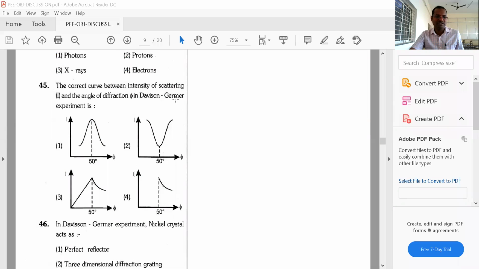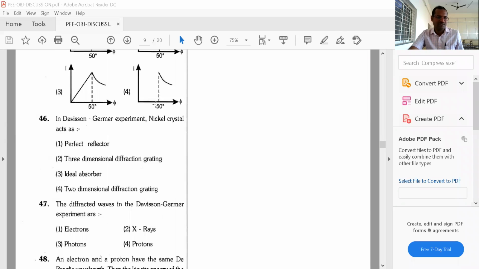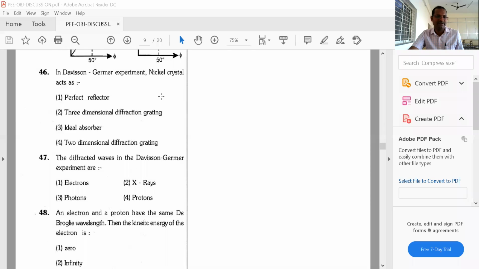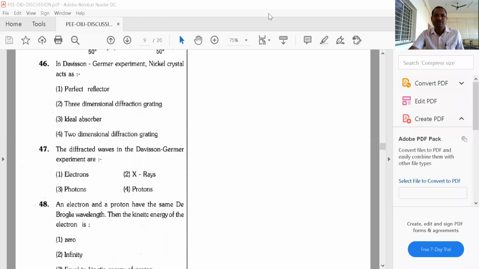Next, go to 46. All are for the Davisson-Germer experiment only. What is given in the Davisson-Germer experiment? Nickel crystal acts as what? Nickel crystal is used. Just now I told you, it acts as a three-dimensional diffraction grating. X-ray diffraction you have done in chemistry. There we will discuss. It will be a three-dimensional diffraction grating.